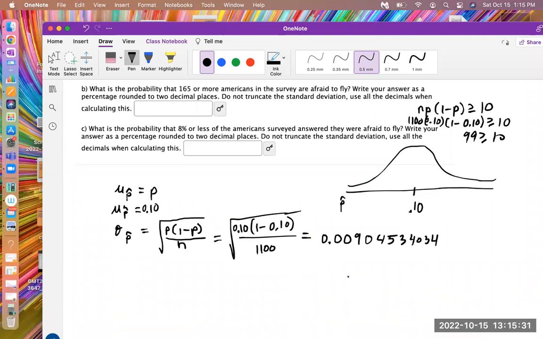Ideally, when you're doing calculations, you should never truncate and just use 0.009 as your standard deviation. I might do that when I'm showing you guys just so that I don't have to write out all the decimals over and over again. But when you're actually doing the calculation, you should try to be as accurate as possible and never truncate or round numbers before the final answer.